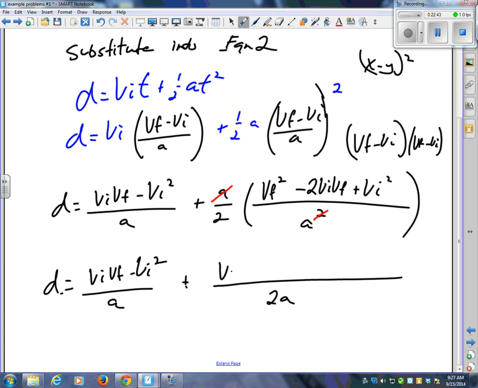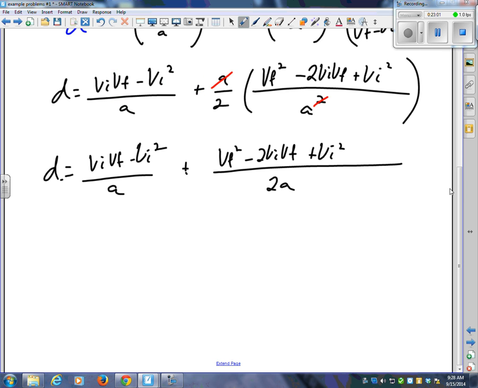And now I have to rewrite vf squared minus 2 vi vf plus vi squared. Well, that'd be kind of pointless, wouldn't it? Okay, what do you remember about adding fractions from probably about grade 7 or 8? Common denominator. What does that mean? Where is the denominator? Okay, so common denominator means that the thing on the bottom has to be common, the same. This is a, this is 2a.